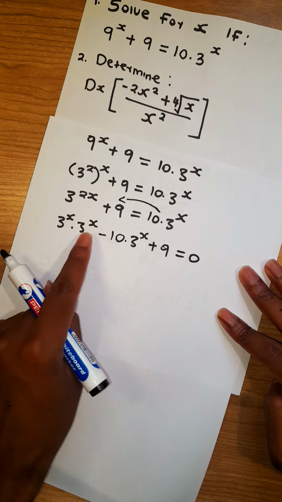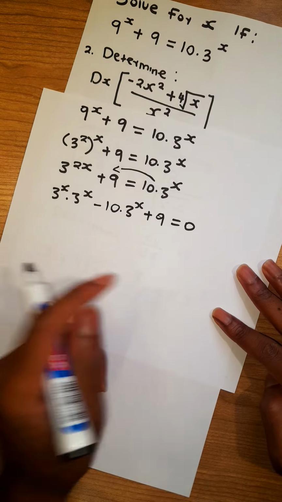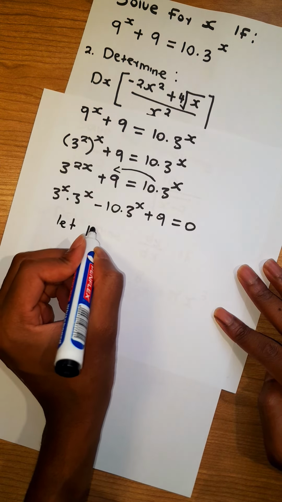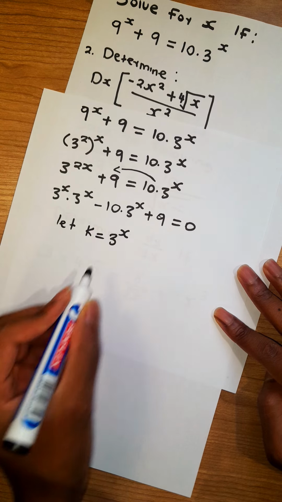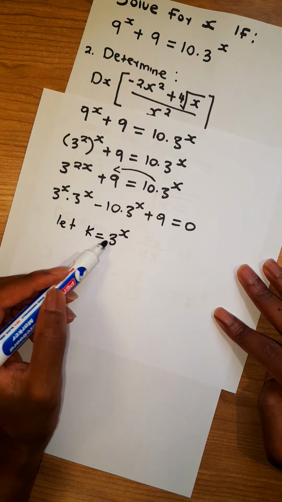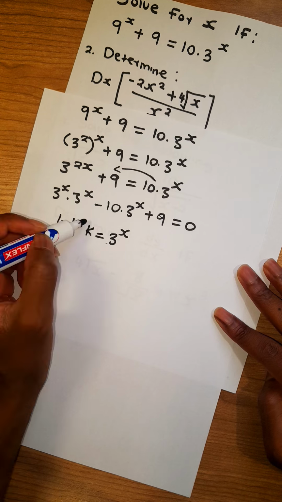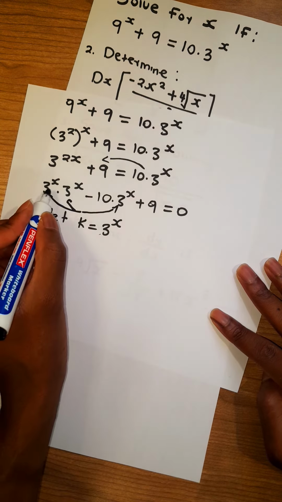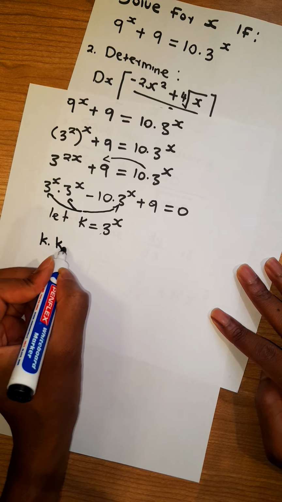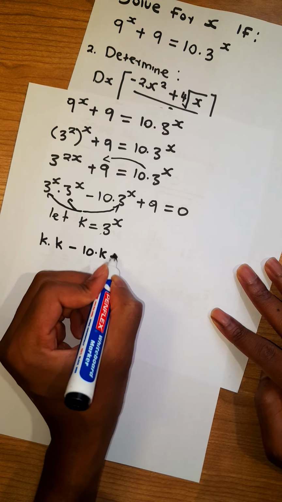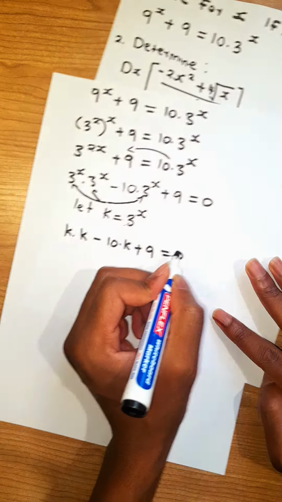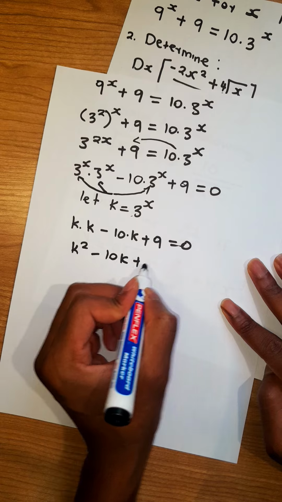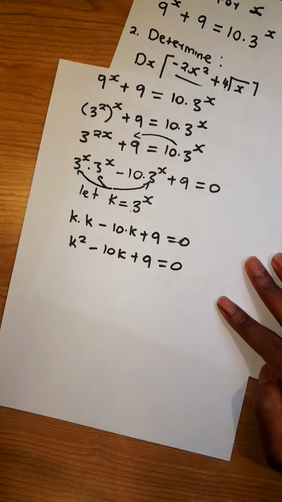So I just wanted to have this 3 to the power x, so you can use the k method when you're at this point. You just say let k equal 3 to the power x. What this means is wherever there is 3 to the power x, you're just going to substitute k. So I'm going to have k times k minus 10 times k plus 9 equals 0. You realize that we end up having k squared minus 10k plus 9 equals 0, right?